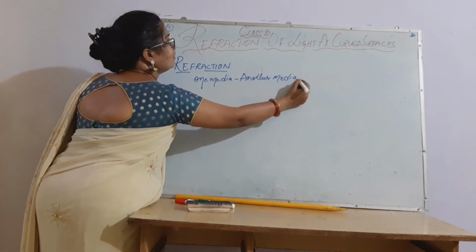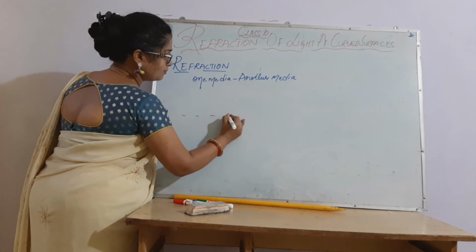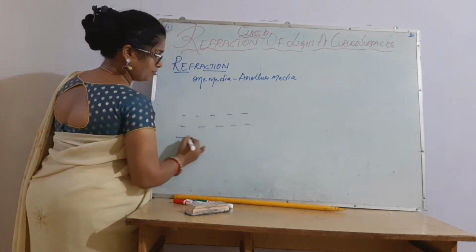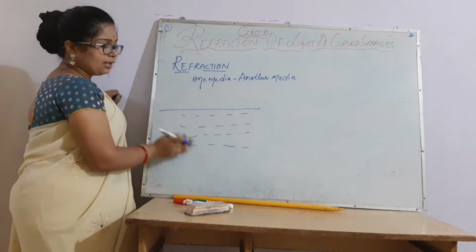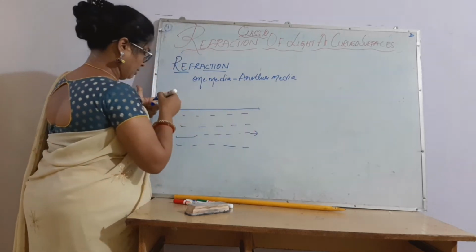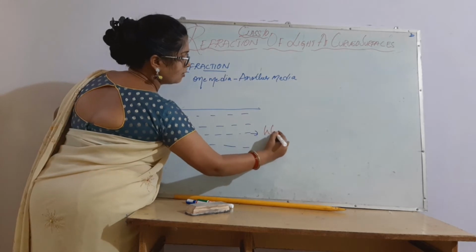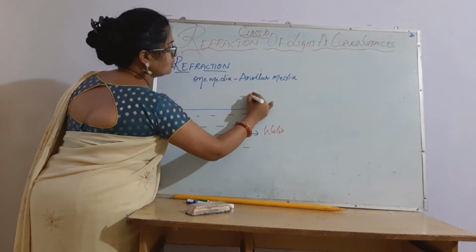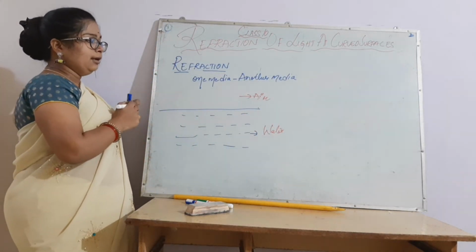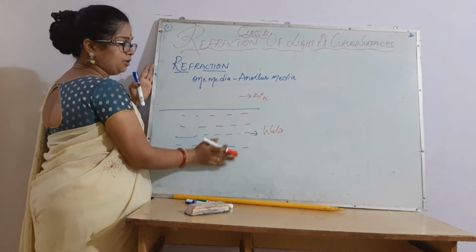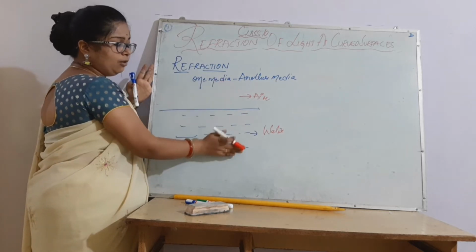You know, light travels in a straight line, isn't it? Suppose this is water, and this is air. Water and air. When light is traveling from one medium to another, air is one medium and water is another medium.